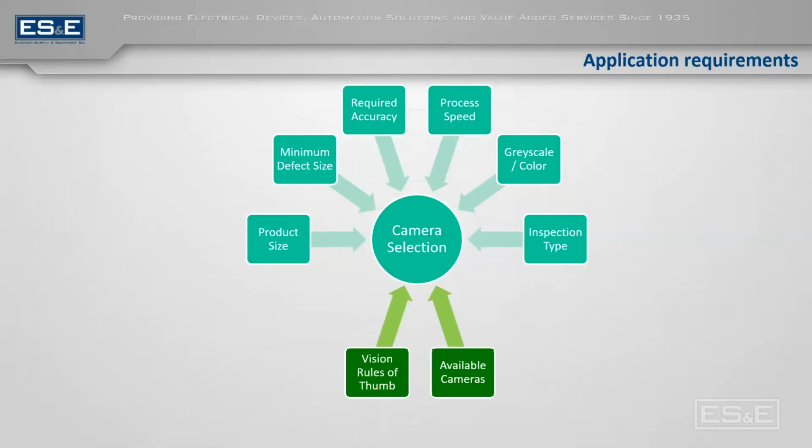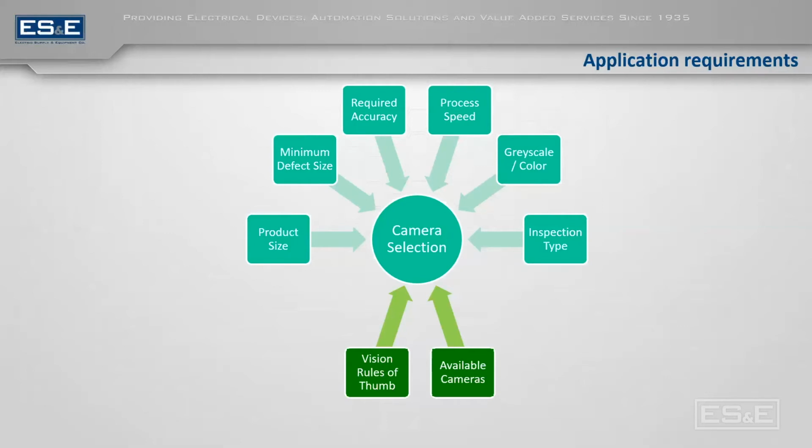Your process speed, for example, how many of these objects are you inspecting per minute? Is it 30? Is it 100? Is it 300? Are you required to have a color camera? We're going to lead with a grayscale camera, but is a color camera required?